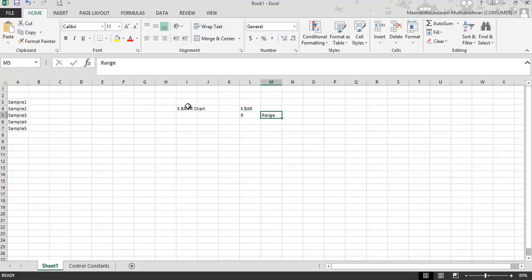R tells you the consistency of each sample or observation, and Xbar tells you the consistency between the samples. So we will try to understand what I actually meant.